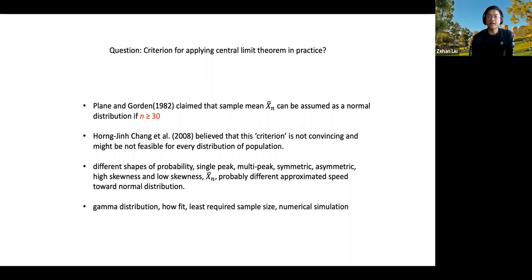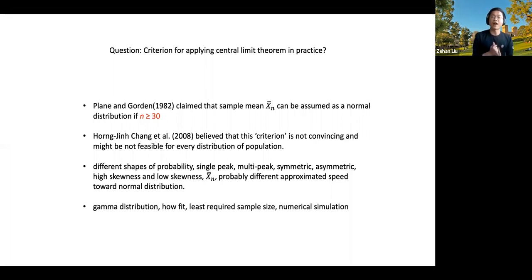2008 believe that that criterion is not convincing and might not be feasible for every distribution of the population. Because they thought that different distributions will have different shapes of probability, like single peak, multi-peak, symmetric and asymmetric, like high skewness and low skewness. So the xn bar from different distributions will probably have different approximation speeds toward the normal distribution as n increases. So they are trying to figure out how fit that criterion is for the gamma distribution.